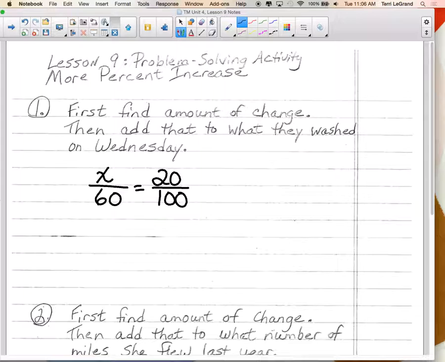So right now, what are we finding? Okay, the amount of change. Is that going to give us how many they washed on Thursday? No, we're going to have to do what? It says first find the amount of change and then add that to what they washed on Wednesday. So is this friendly?